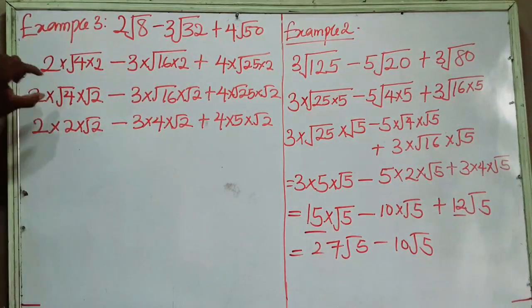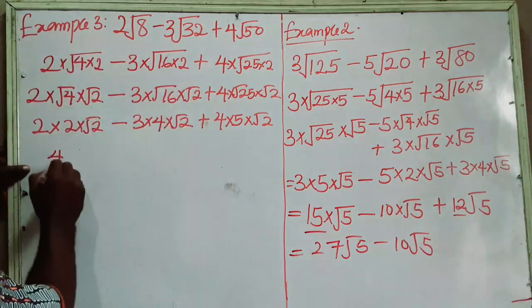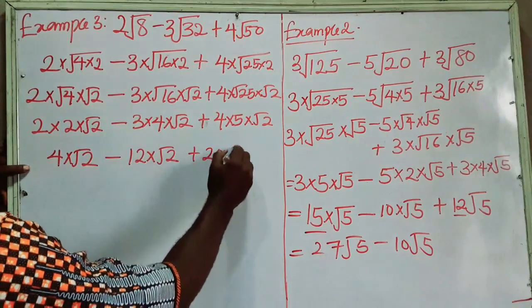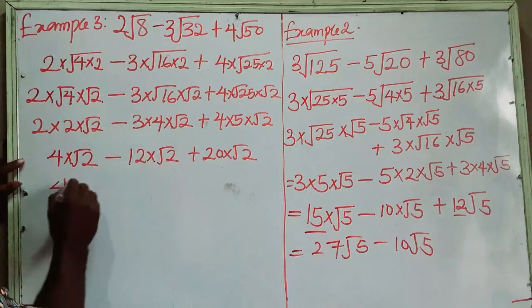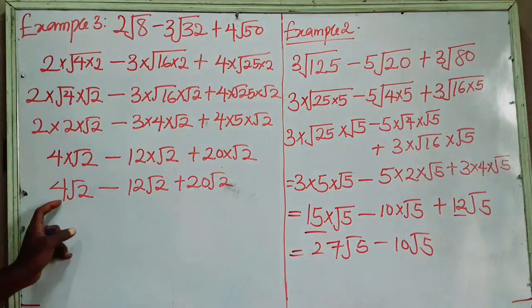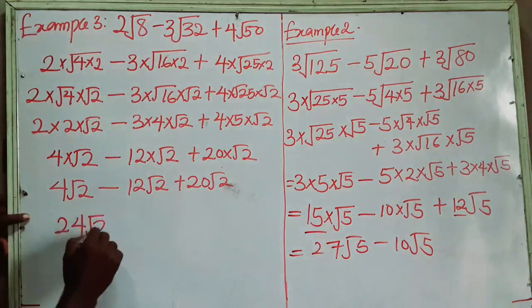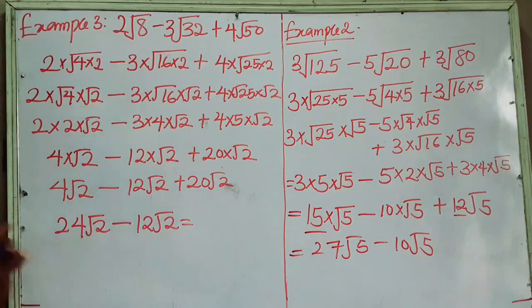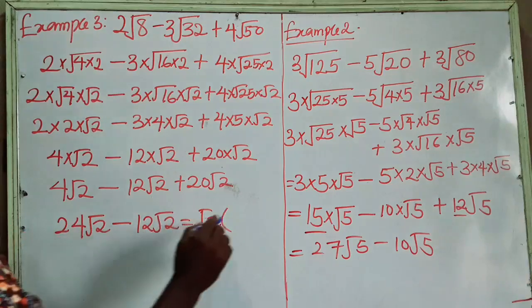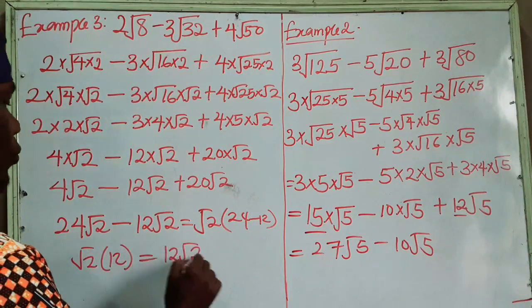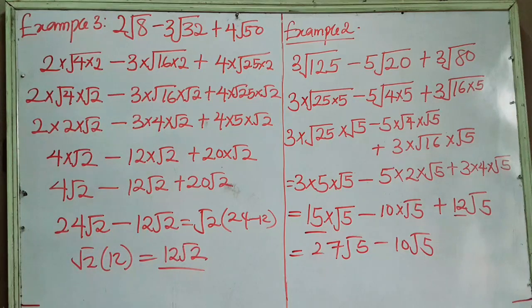So we try to remove the square root of 4, the square root of 16, and the square root of 25. So we have 4 multiplied by root 2 minus 12 multiplied by root 2 plus 20 multiplied by root 2. You remove the multiplication to have 4 root 2 minus 12 root 2 plus 20 root 2. So 4 root 2 plus 20 root 2 will give us 24 root 2 minus 12 root 2. Because root 2 is common, we can say root 2 remains, 24 minus 12, which will be root 2 times 12, which is the same thing as 12 root 2. So this is the beginning and the end of simplification of surd under the additions and subtractions of surd.